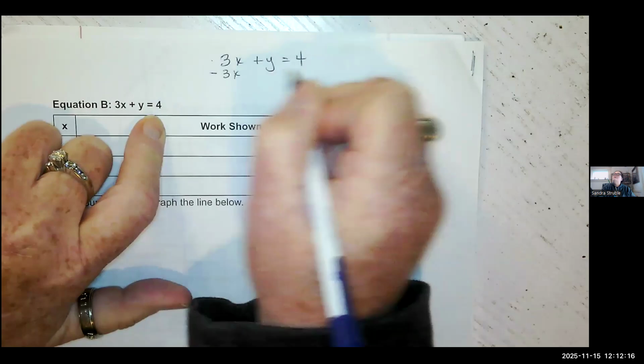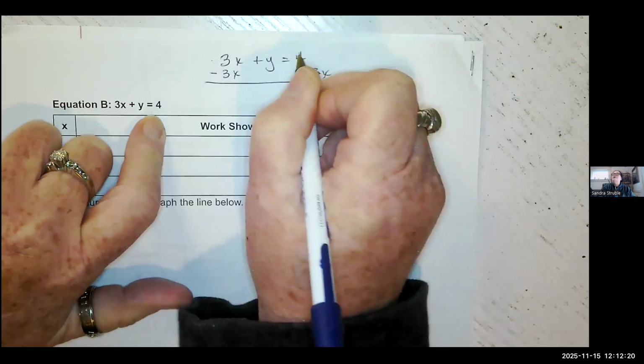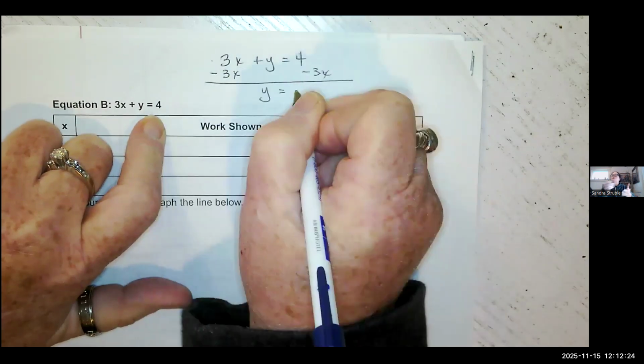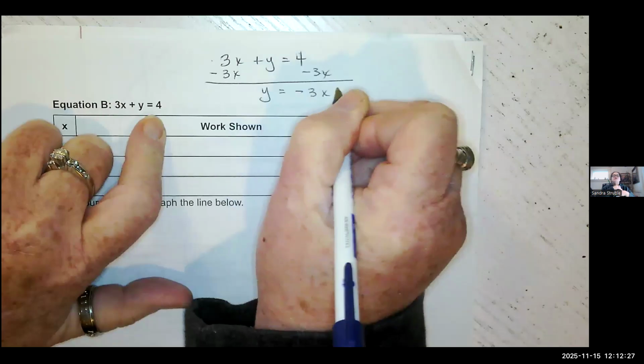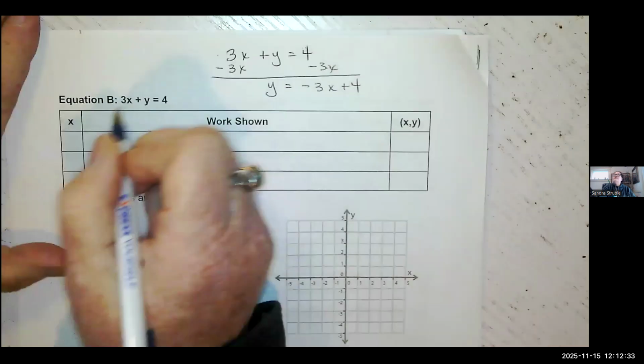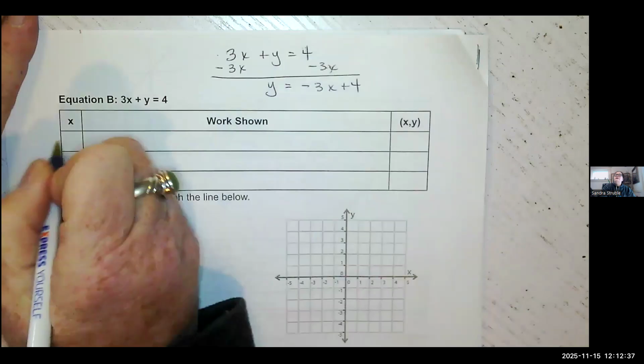Remember, you cannot combine these two. 4 does not have an x. They are not like terms. So I'm just going to write -3x plus 4. You could also write 4 minus 3x. Totally your call. There's no fractions here, so I'm just going to use -1, 0, and 1.